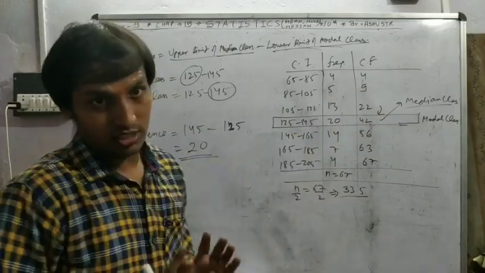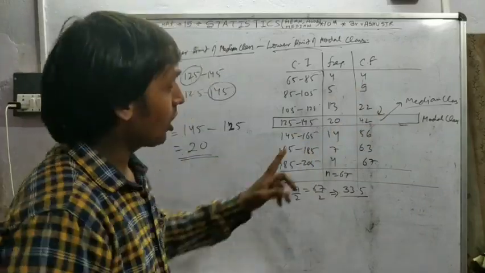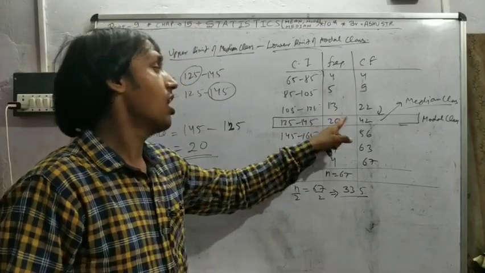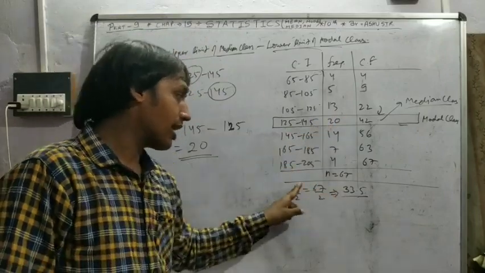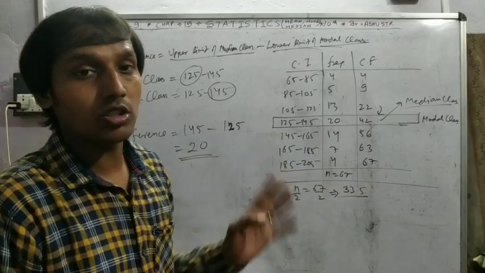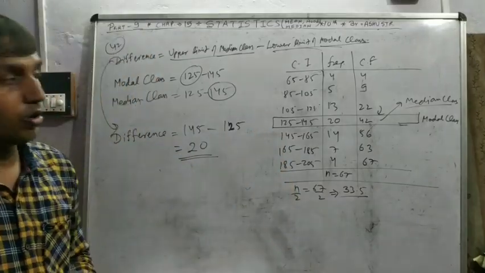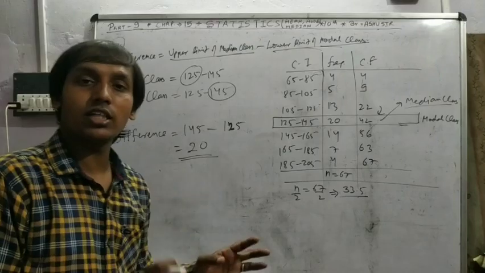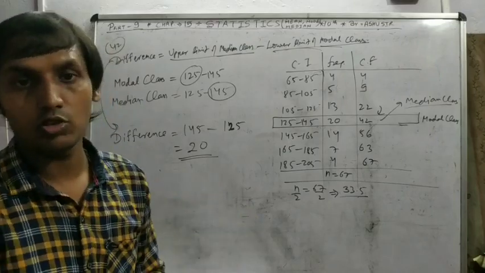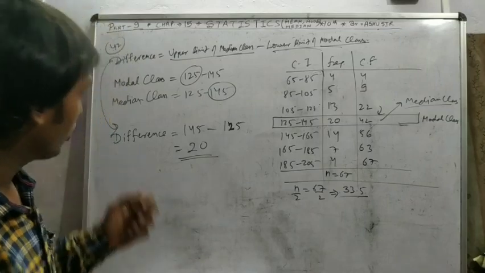But not always. You find the modal class from the maximum frequency and the median class where n by 2 lies. Don't be confused and don't solve directly, because they are pet marks in the board examinations. So don't miss these marks. Pause video, note down.